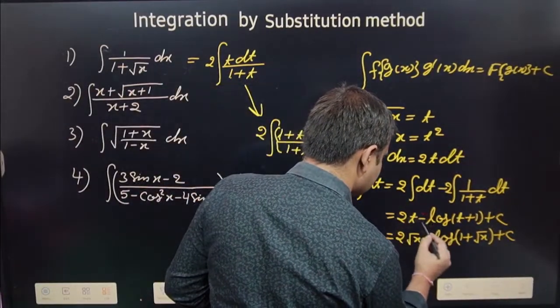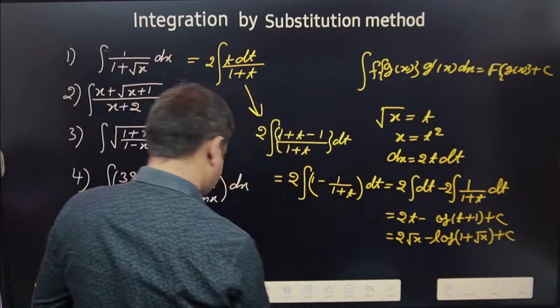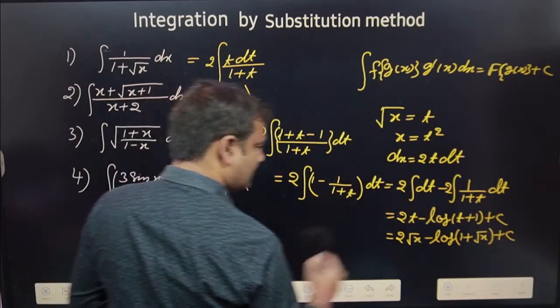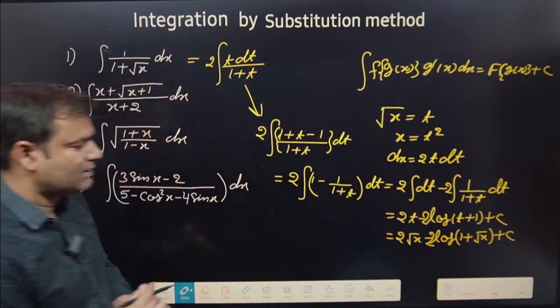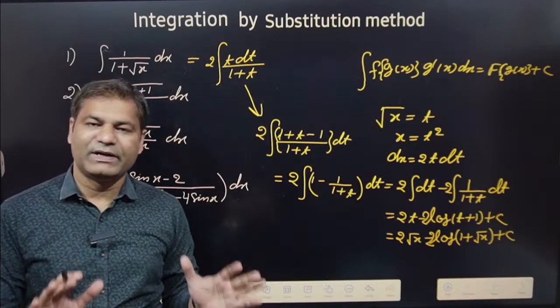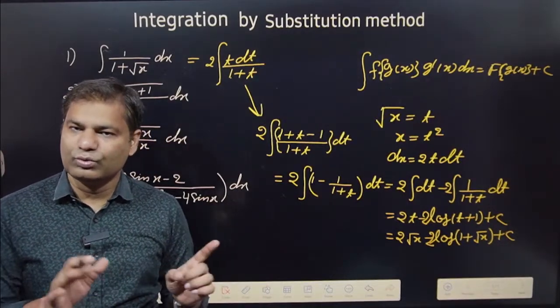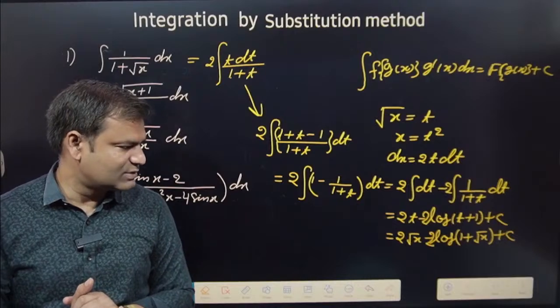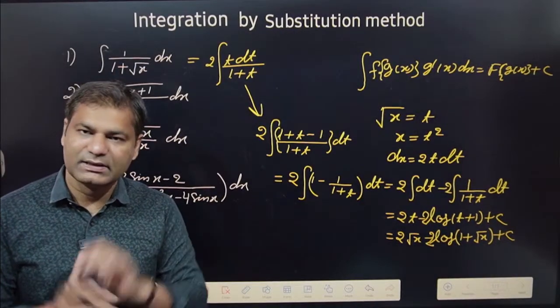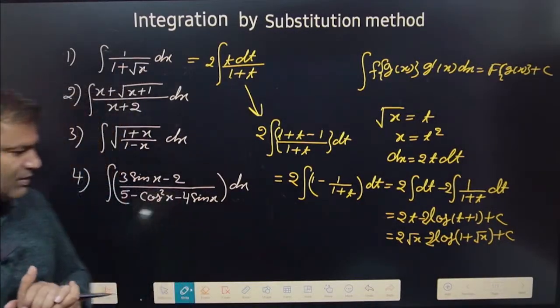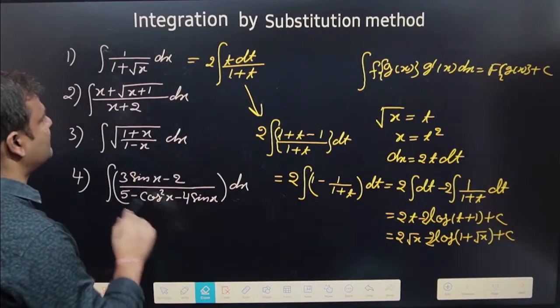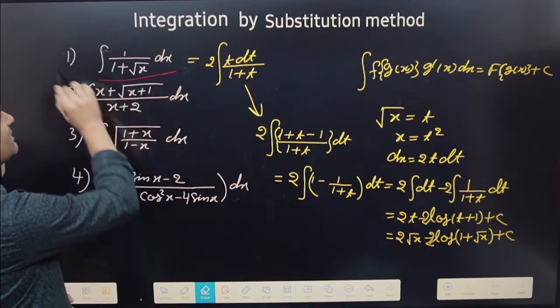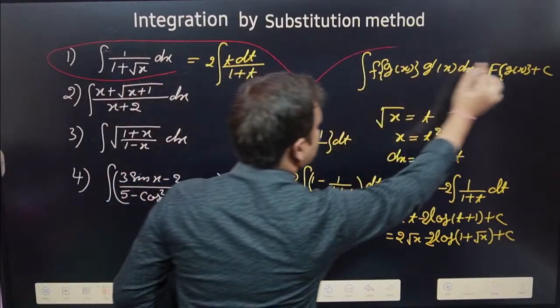the 2 was also missing, so here 2 times, here 2 times. I hope that is clear. So the final answer is 2 root x minus 2 times log of 1 plus root x plus c, the right answer. Now we focus on the next question, question number 2. How can we do it?